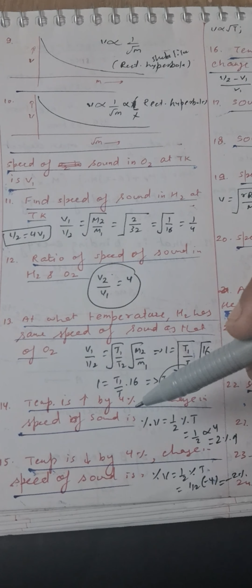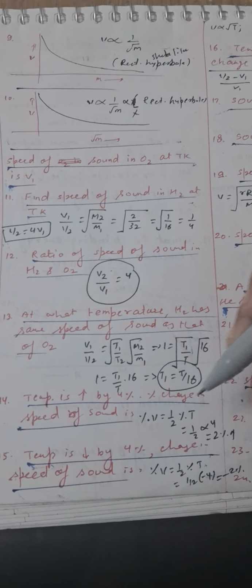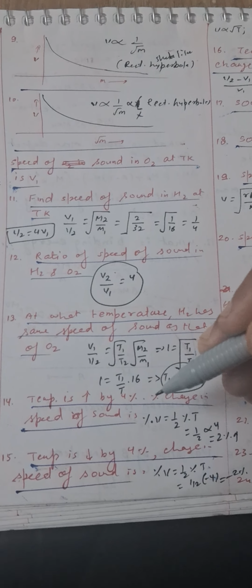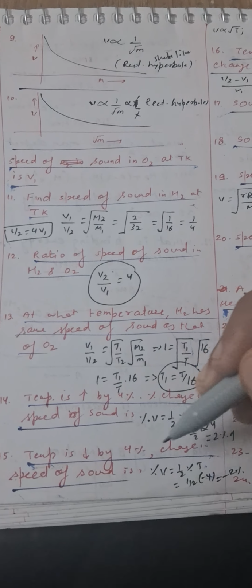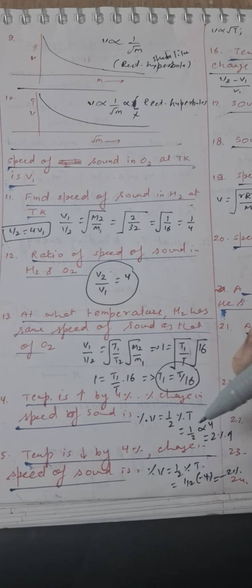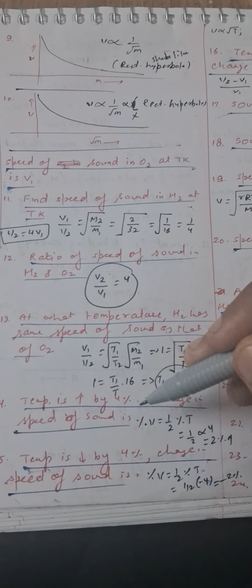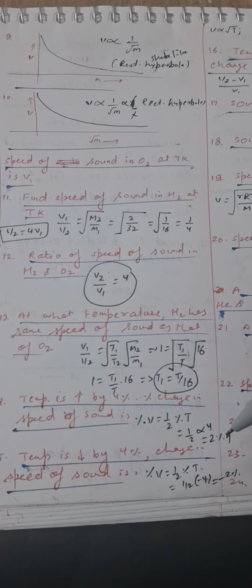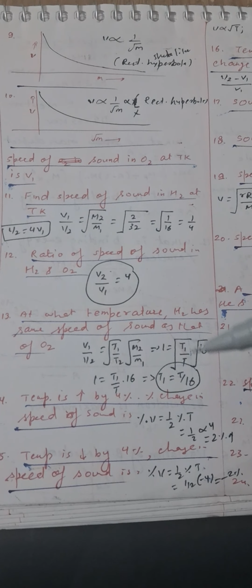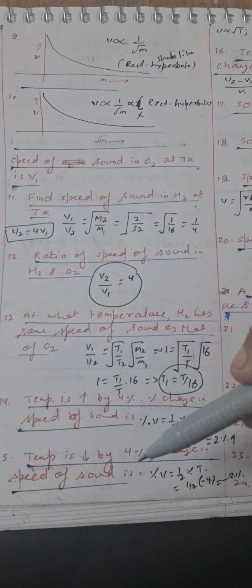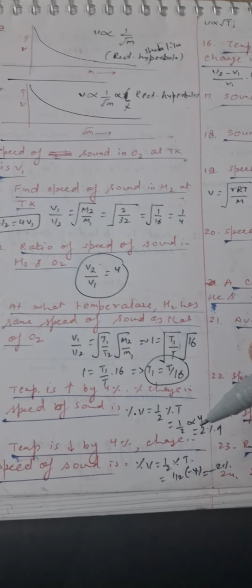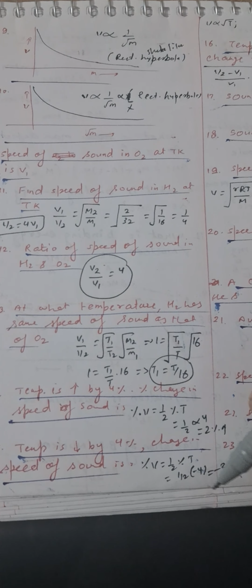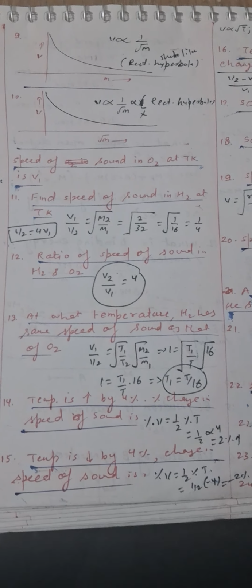Next, if temperature increases by 4%, find the percentage change in speed of sound. From the relation V proportional to root T, we can say that the percentage change in speed is equal to half of the percentage change in temperature. The temperature increases by 4, so we take percent T as 4. The answer comes out to be 2%, which shows an increase in the speed. Next, if temperature is decreased by 4%, the change in speed of sound: we take percent T as minus 4, so the answer will be minus 2%.